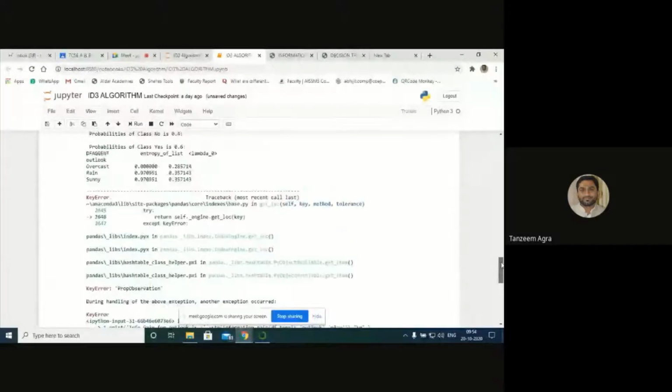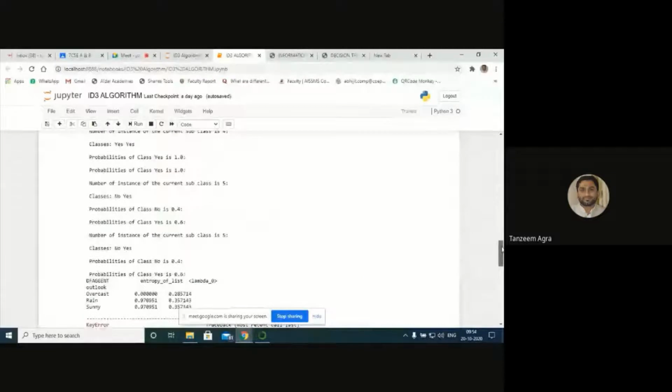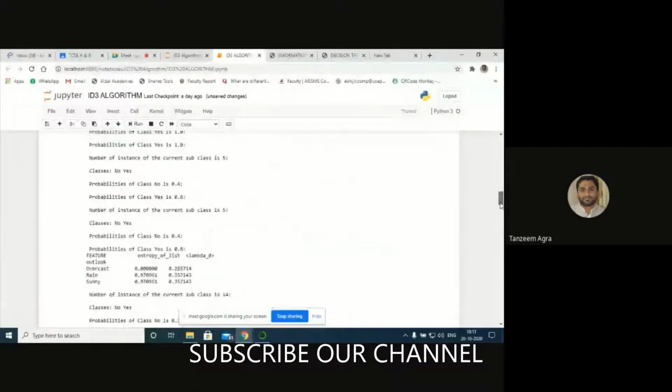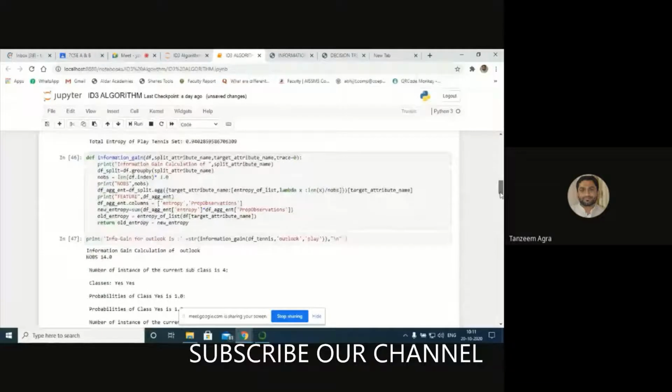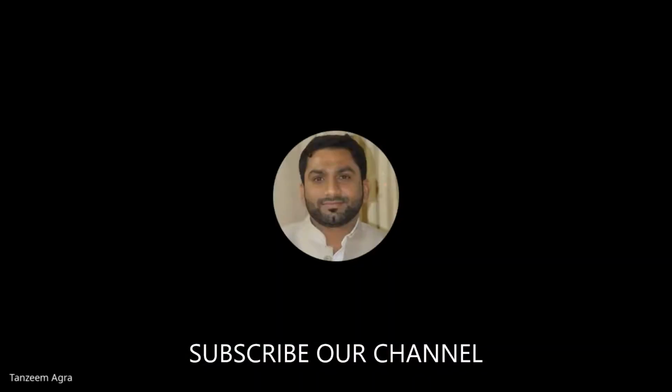Can you see this, participants? Have a look at this. Total information gain of the outlook is there, but one more parameter I have to give here. What is that? Trace equal to 0, everyone. Let me try to have trace equal to 1 here.